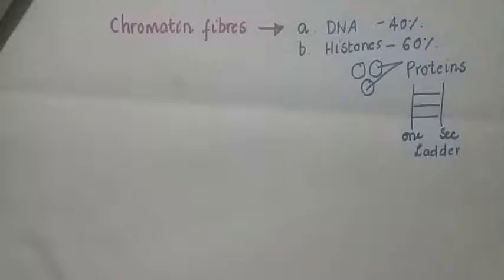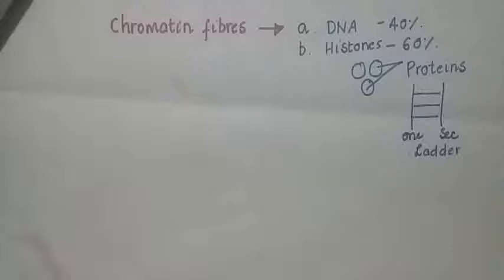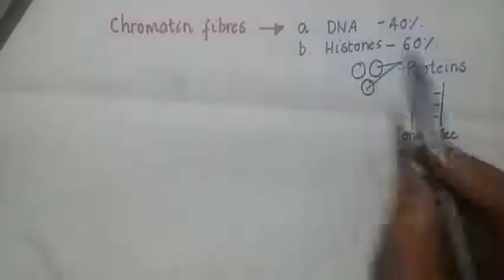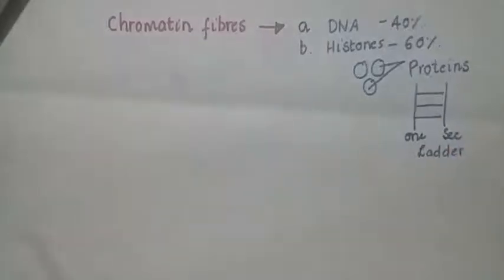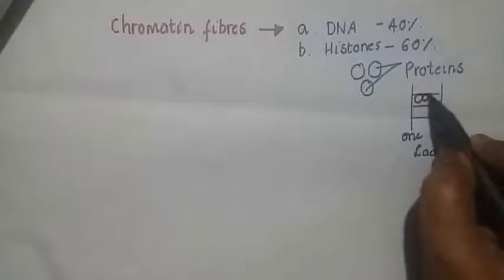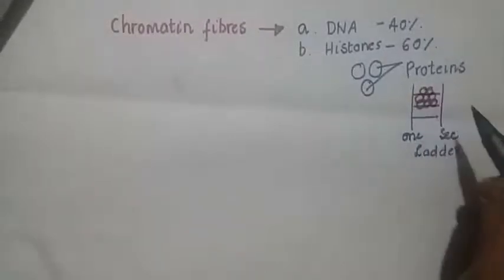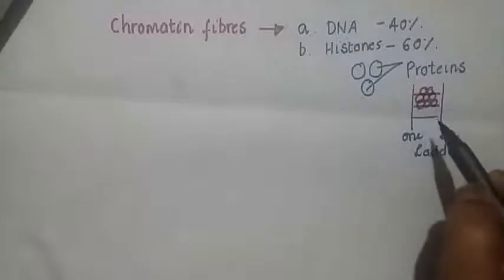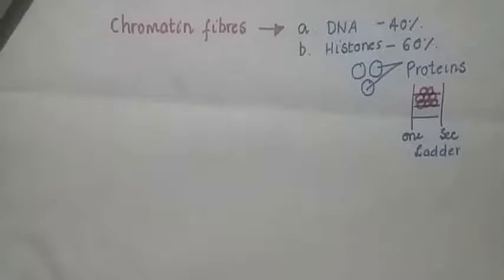Fine. Now, how are the DNA and histones arranged? I said DNA is a structure made up of 2 strands, and we find these histones, which are the spherical bodies. In fact, we have around 8 histone molecules, which are wound by the DNA strands.